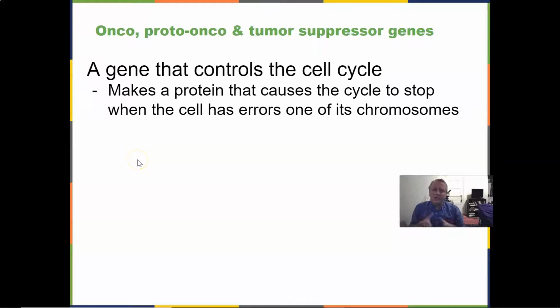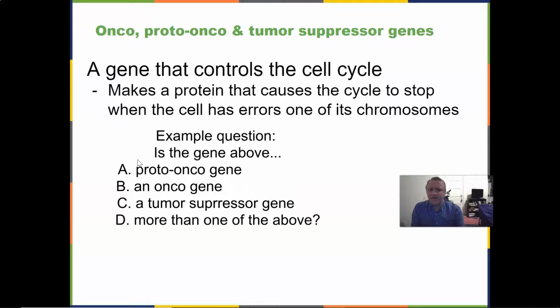So the next thing that we need to talk about after we've gone through those phases is these three types of genes. We have oncogenes, genes that give you cancer; proto-oncogenes, genes that can easily turn into oncogenes; and tumor suppressor genes. And the kind of question I'm going to be asking you about these is something like this.